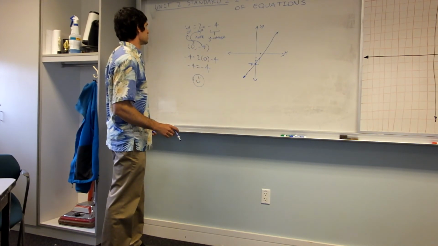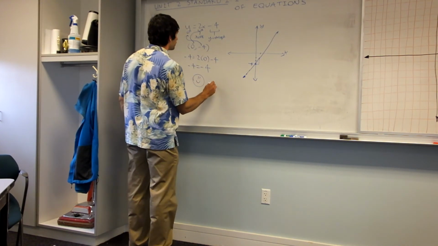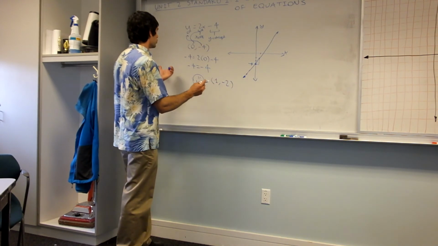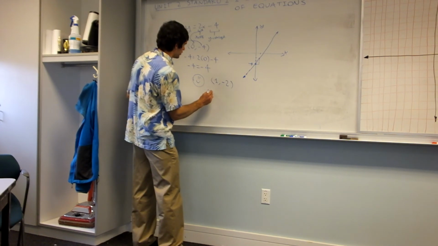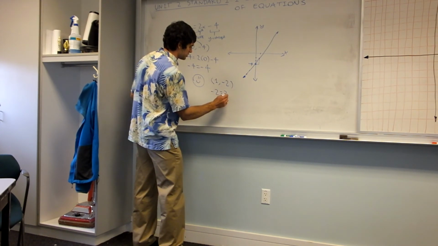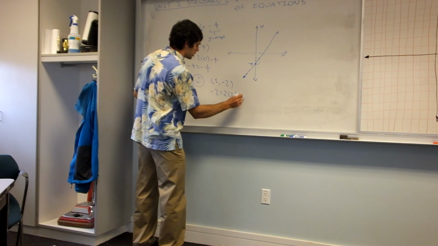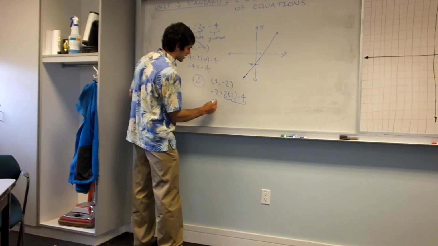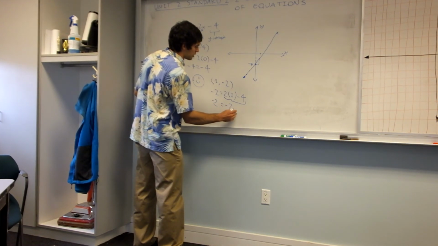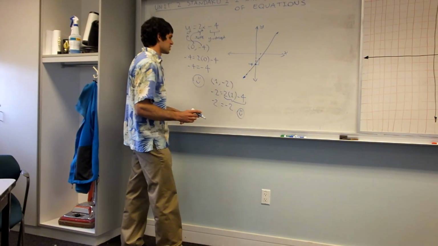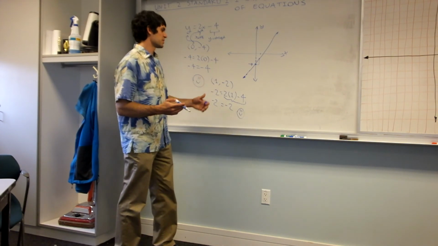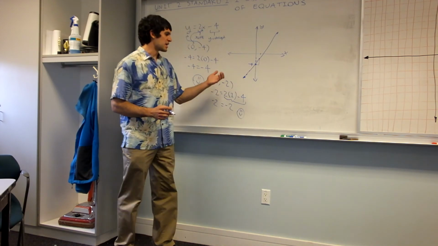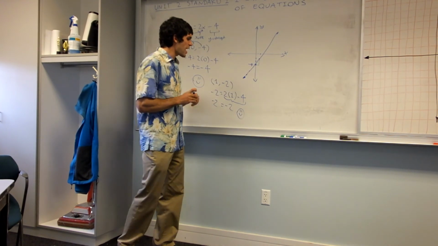So now let's just do another example. Let's do the point, let's say 1, -2. So if we do 1, -2, we have -2 is equal to 2 times 1 minus 4. If we do this subtraction, we get -2 is equal to -2, which again makes us happy. So that's just two examples, but there's an infinite number of these coordinates that will satisfy this equation.